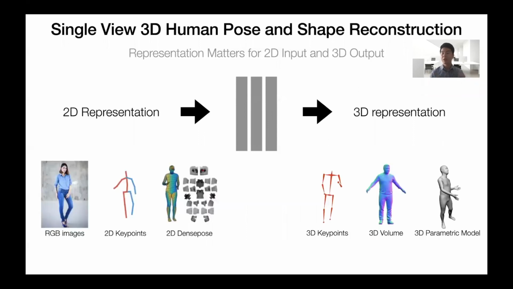Then what kind of representation can we consider? In the 2D domain, we can consider an input image, a raw image, or 2D keypoints. And in 3D, we can consider 3D keypoint output, 3D volume output, or 3D parametric model output. So let me take some time to browse the benefits, advantages, and disadvantages of these 3D representations.